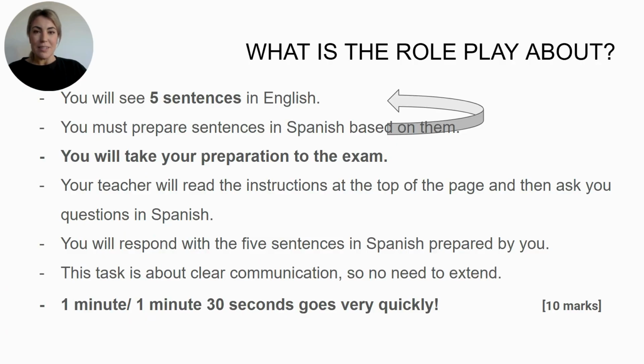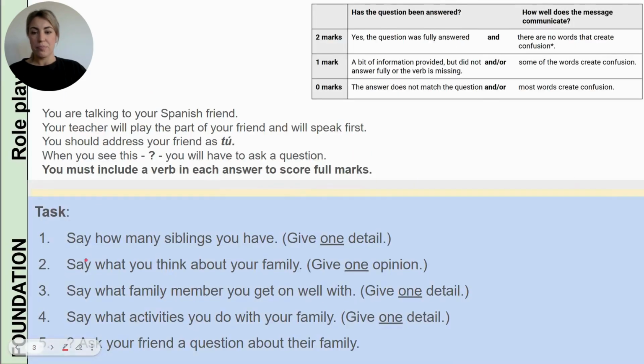This is normally done in 1 minute 30 seconds. It goes very quickly, so there's no need to extend. Just follow the instructions. Now, this is what you would see.